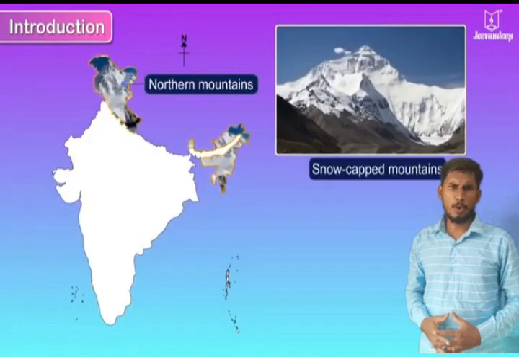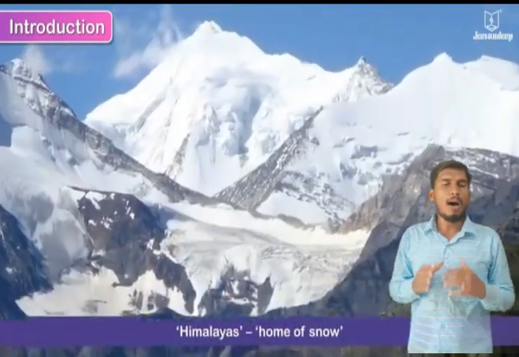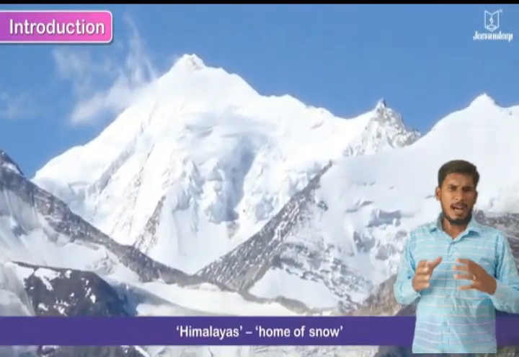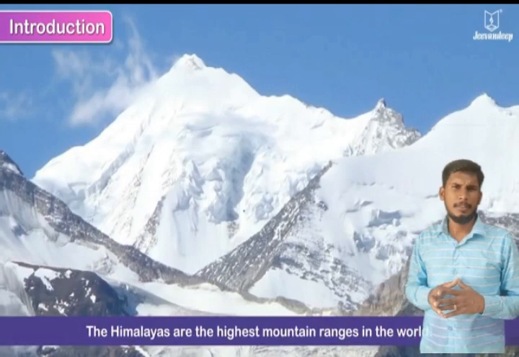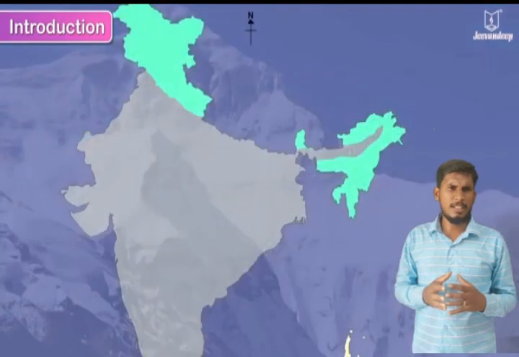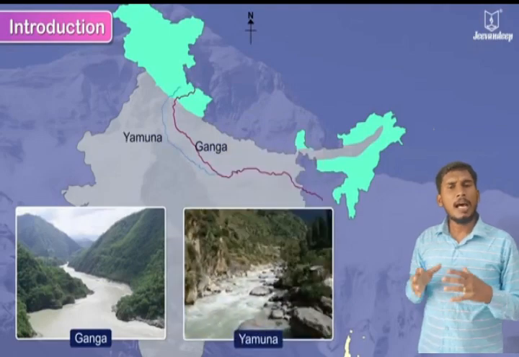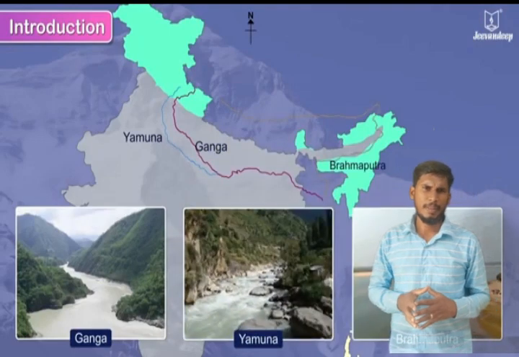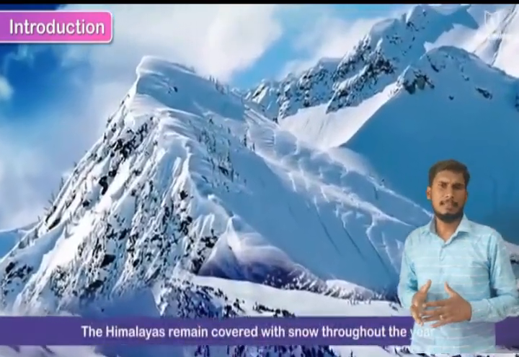Dear children, let us learn about the northern mountains or Himalayan ranges. The northern mountains are snow-capped mountains with deep valleys. Himalaya means home of snow. The Himalayas are the highest mountain ranges in the world. The Himalayan ranges have the ever-flowing rivers like Ganga, Yamuna and Brahmaputra. The Himalayas remain covered with snow throughout the year.